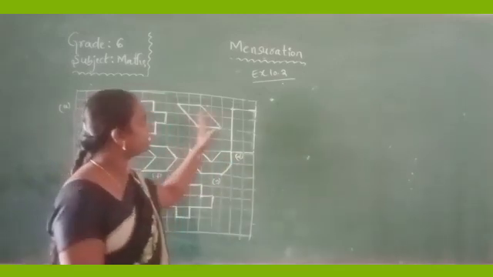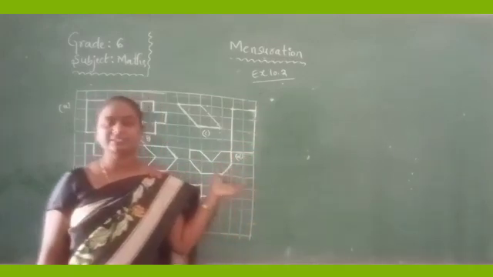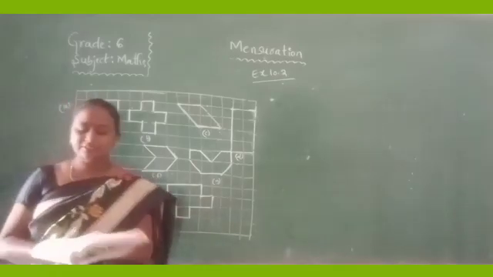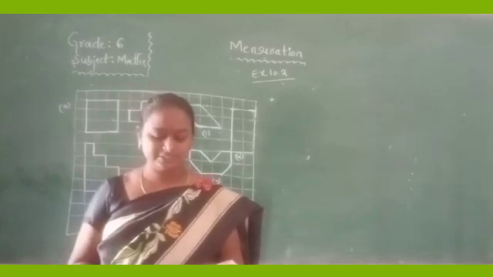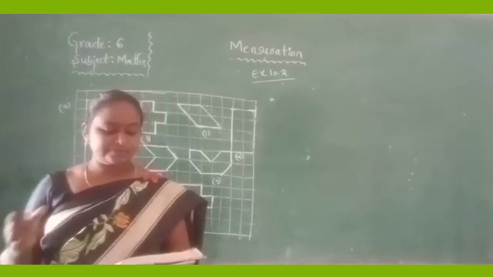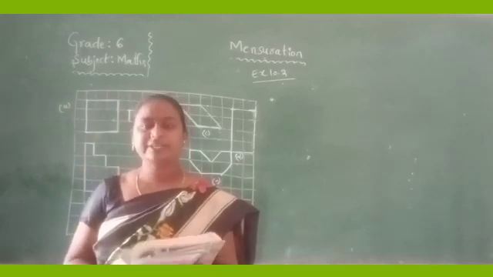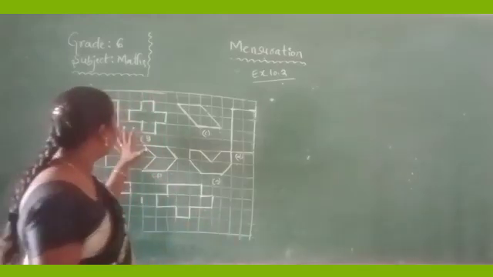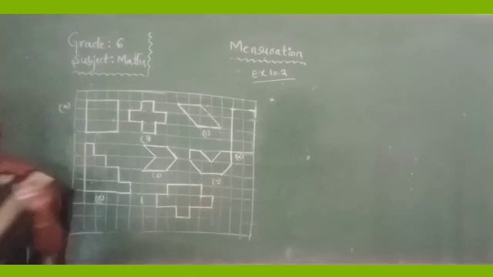So in the exercise 10.2, we have different figures given. Good. We have to find the area of the following figures by counting squares. So what is given here? Find the area of the following figures by counting squares. By counting squares, how much area does it occupy? Now you are going to learn.